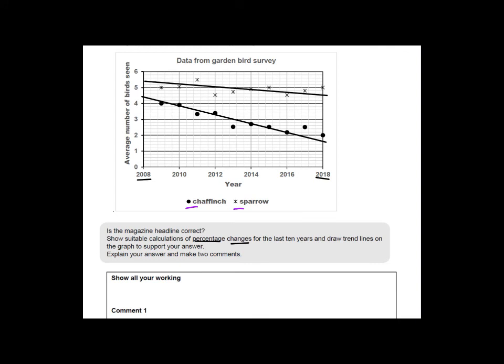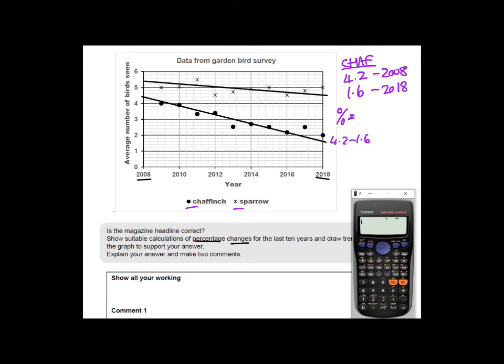So let's do that for the chaffinch first. For the chaffinch, in 2008, the average number of birds seen was 4.2. In 2018, the average is 1.6. So the percentage change is something you needed to remember, and that's the difference between the 2 numbers divided by the original times 100. So let's do the difference first. 4.2 minus 1.6. Not taking any chances, let's use our calculator. And that's 2.6.